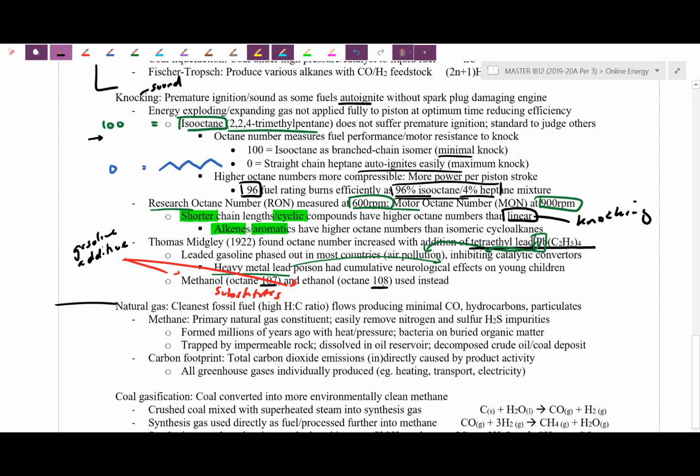It doesn't mean we need to restart our scale or things like that. We just need to be careful. It's not like 0 to 100%. 100% isooctane turns out not to be the best fuel. In fact, things like methanol, things like ethanol actually burn even better than this isooctane, this structural isomer of octane, 2,2,4-trimethylpentane.